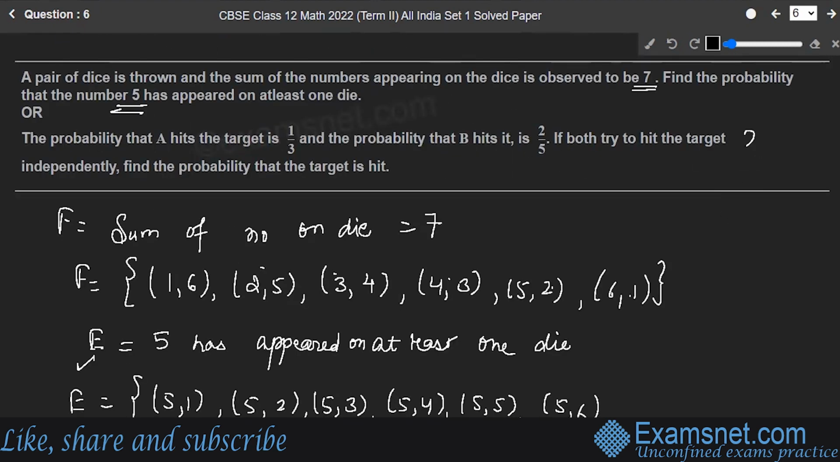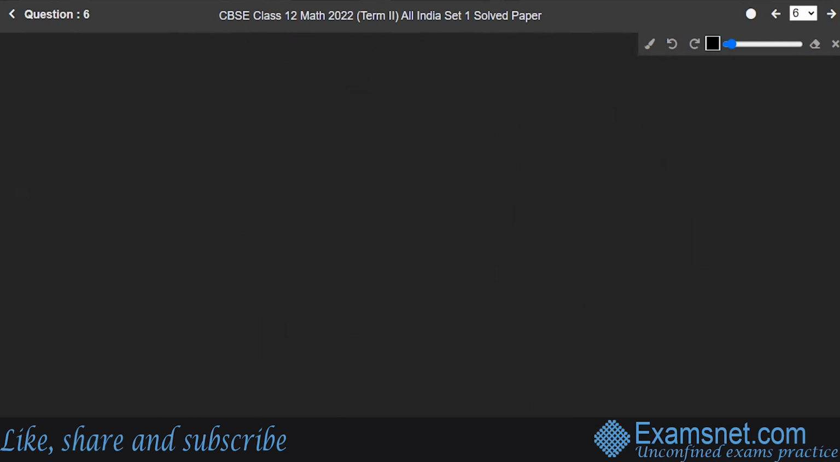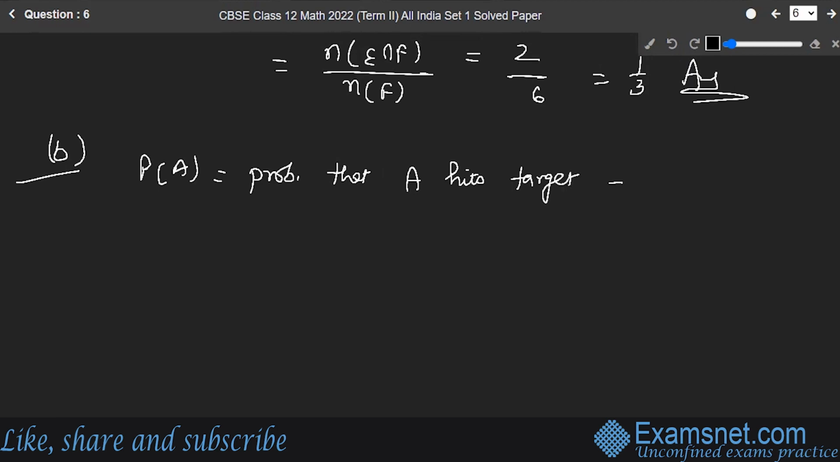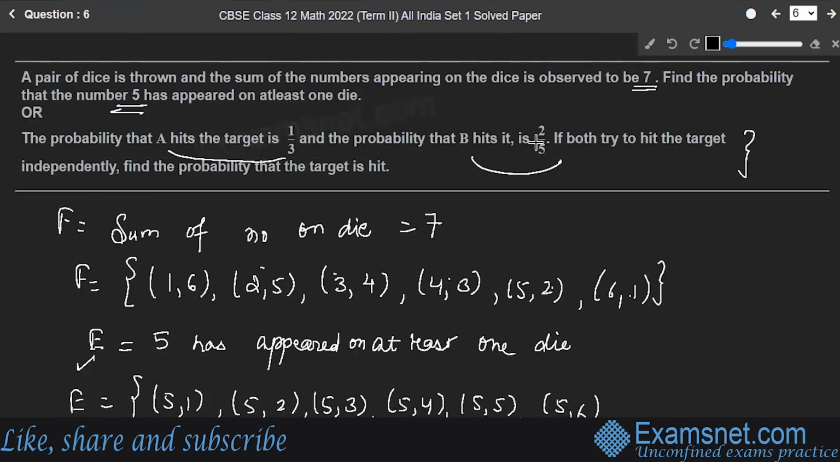Now there is a choice in this question. The probability that A hits the target is 1/3 and the probability that B hits the target is 2/5. If both try to hit the target independently, find the probability that the target is hit. Okay, let's start from here. Here's the B section. Now let P(A) be the probability that A hits the target. In this question, it is given as 1/3.